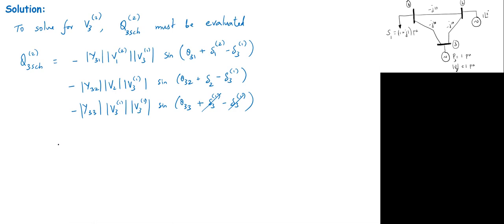When we substitute the values, we get minus the magnitude of Y31, which is 10, V1 of 2, which is the value we just obtained, its magnitude 0.945 per unit, and V3 of 1. Because V3 is a PV bus, the magnitude of the voltage always remains fixed at the specified value of 1 per unit. Sine theta 31 is 90 degrees. Delta 1 at the end of the second iteration is minus 2.26 degrees. And delta 3 at the end of the first iteration is plus 1.432 degrees.